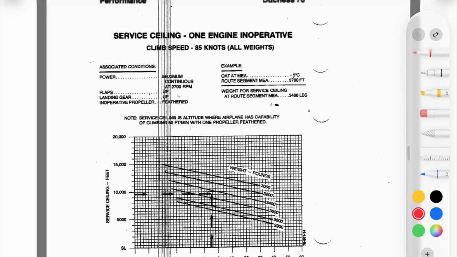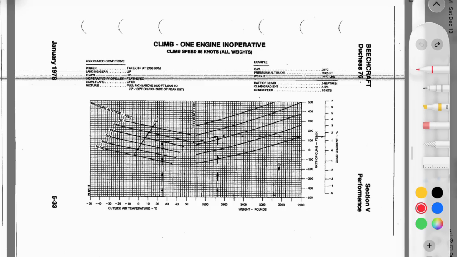How we find this is by working this chart backwards. I would go to the 9 degrees Celsius line and follow it up to my weight of 3,600 pounds. I'm then going to draw a line straight across, and we see our service ceiling for today's conditions is roughly 7,500 feet. That means at 7,500 feet, we should be able to climb about 50 feet per minute with 1 engine inoperative.